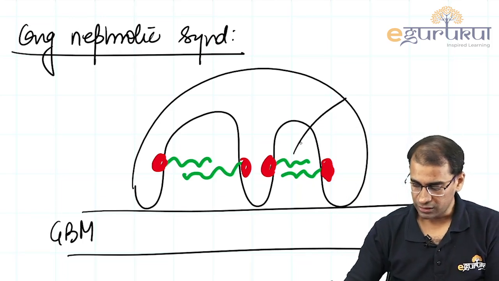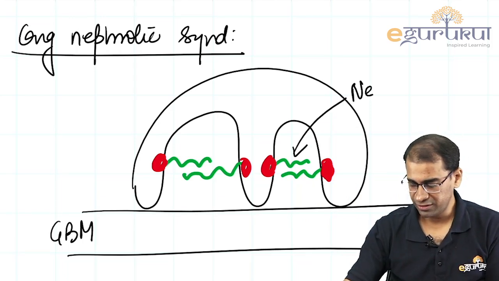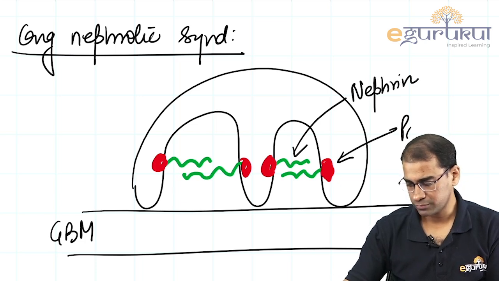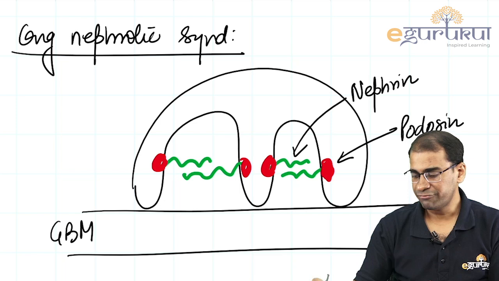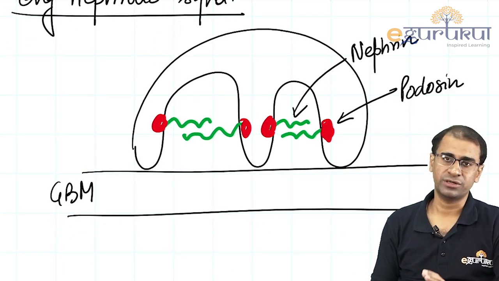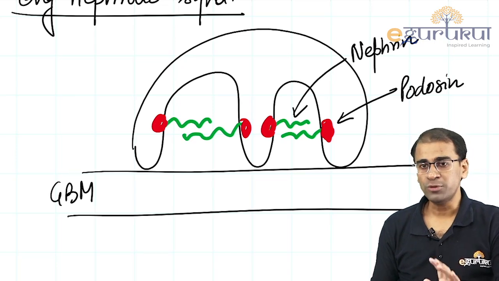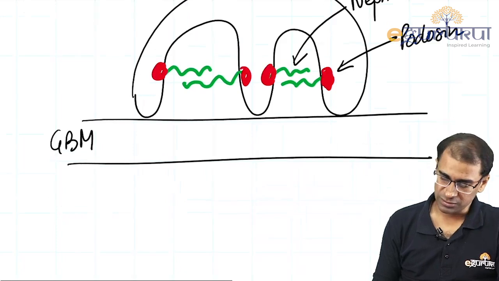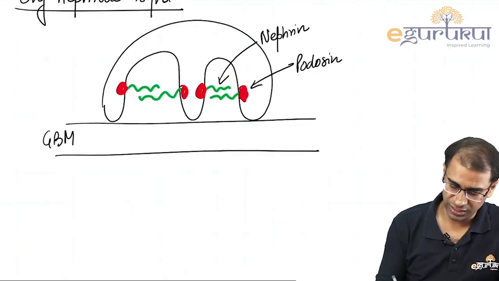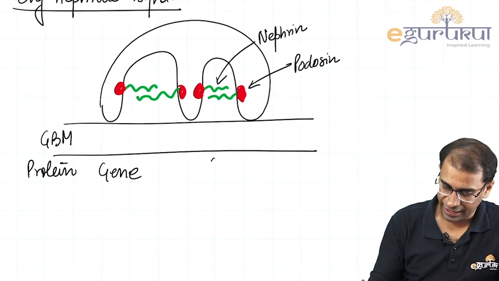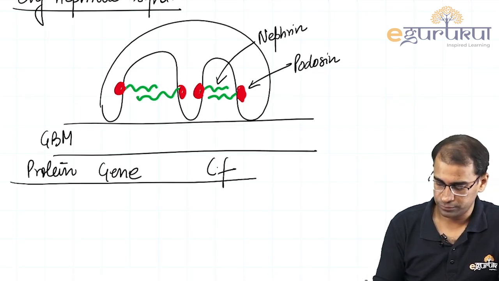Accordingly, this protein is called nephrin, and this one is called podosin. If either of these two proteins is lost, it will lead to congenital nephrotic syndrome. What you must remember is which among them is more common? The answer is nephrin. So, we'll make a small table with the protein name, their gene name, and the findings that you must know.